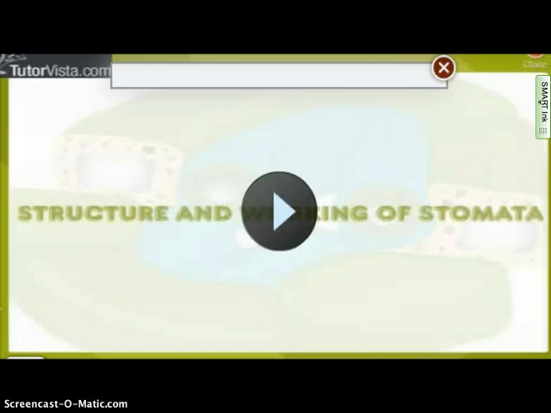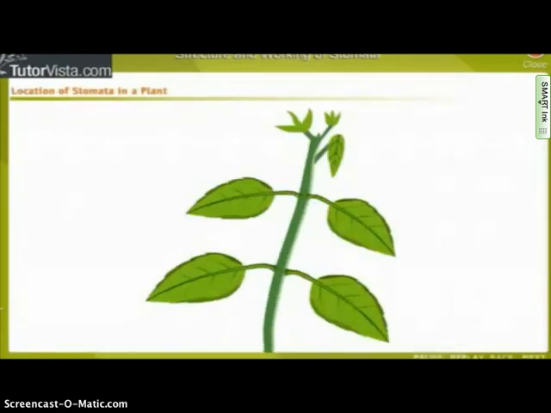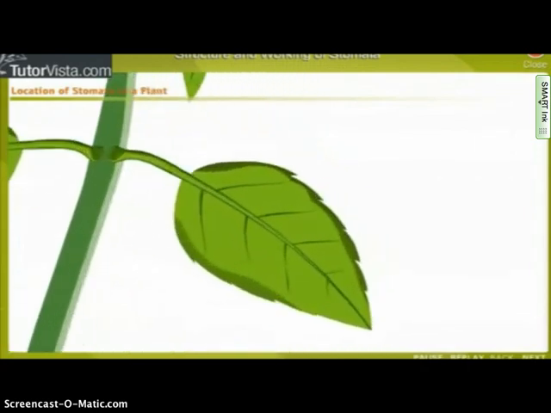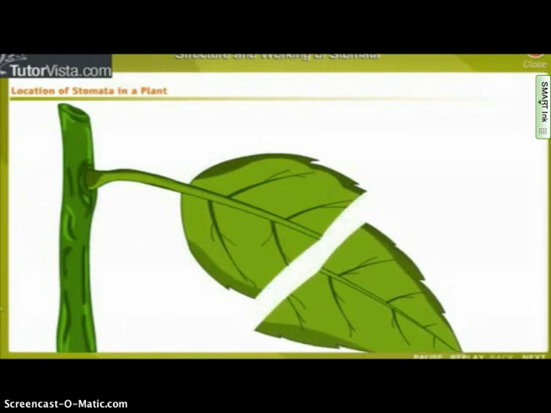showing how stomata work. Structure and working of stomata. In plants, most photosynthesis takes place in the leaf. Let us observe a leaf section to understand the location of stomata.